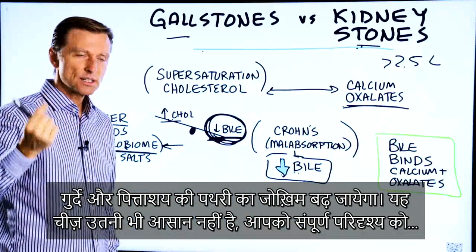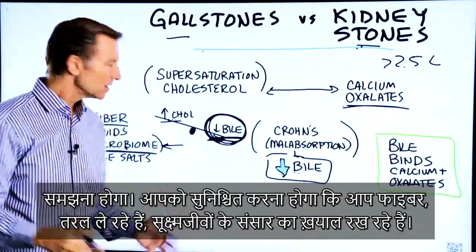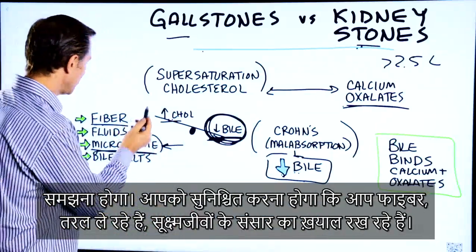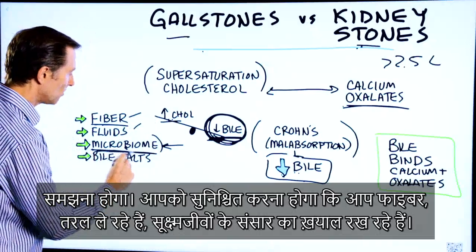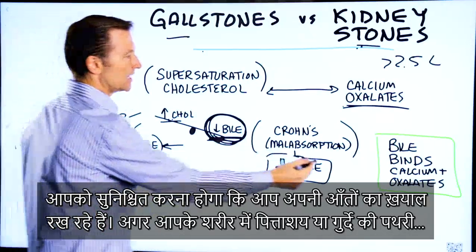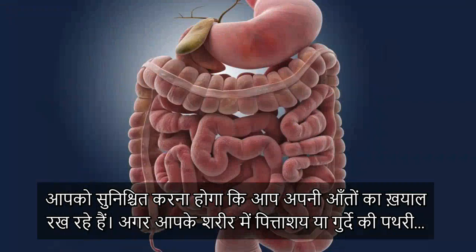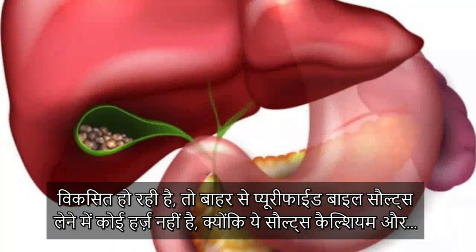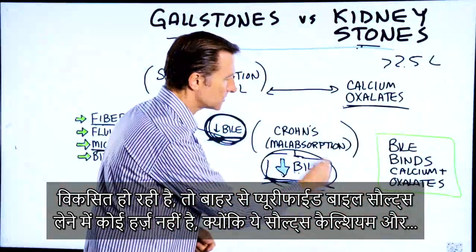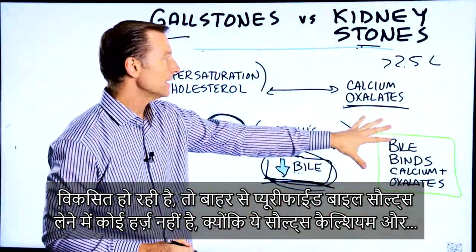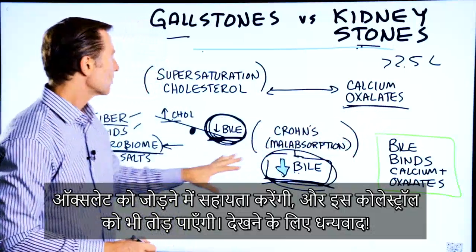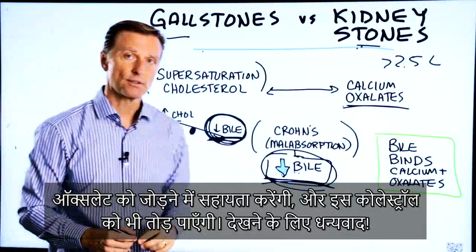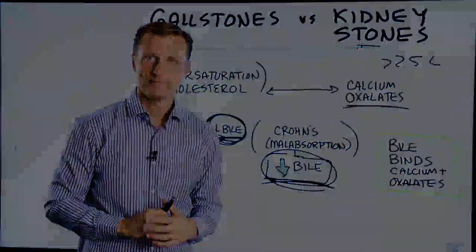So it's not a really simple thing. You have to understand the whole picture. You have to make sure you have some fiber, fluids, your microbiome. You want to make sure that you take care of your intestines. And if you're developing a gallstone or a kidney stone, it wouldn't hurt to start taking purified bile salts to help to start binding these calcium and oxalates, as well as to break up some of this cholesterol. All right, thanks for watching.